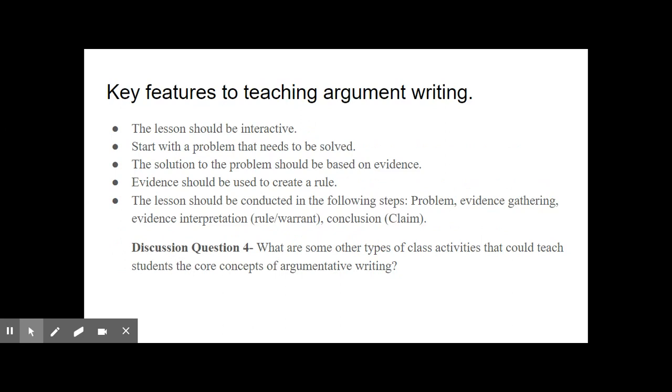So the final discussion question is, what are some other types of class activities that could teach students the core concepts of argumentative writing?